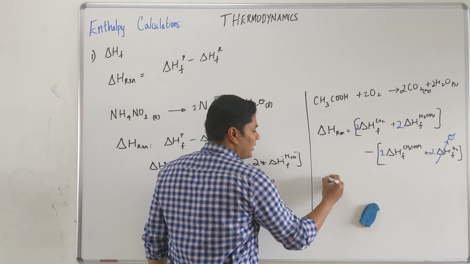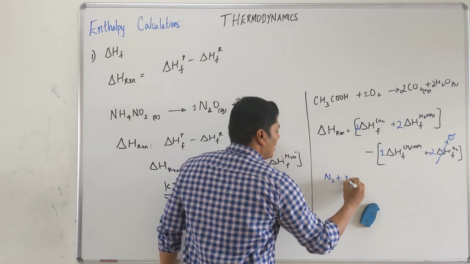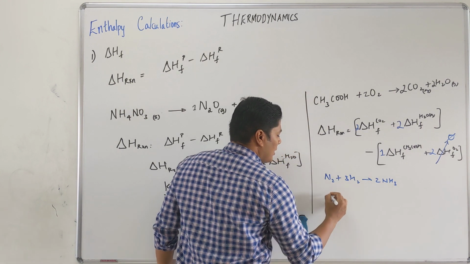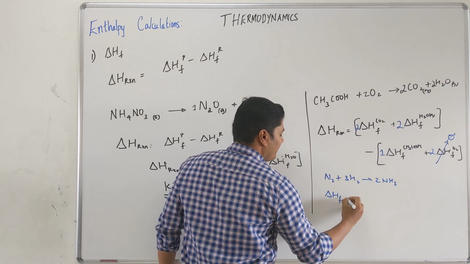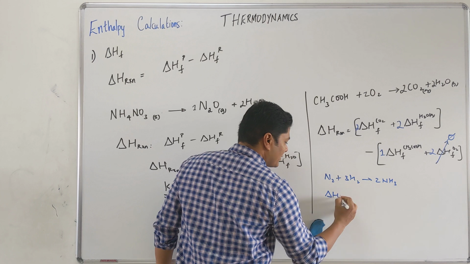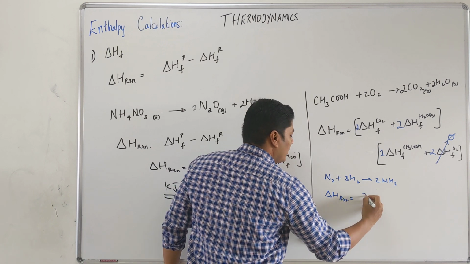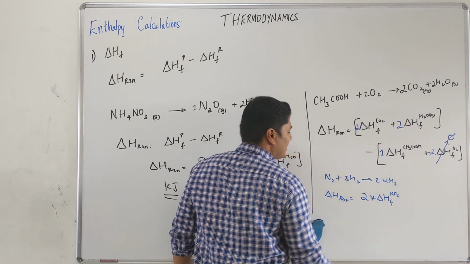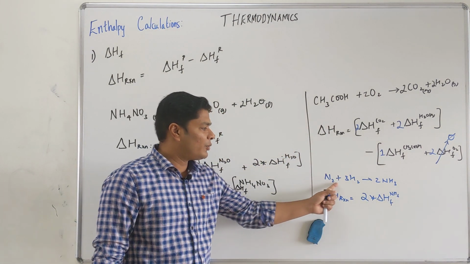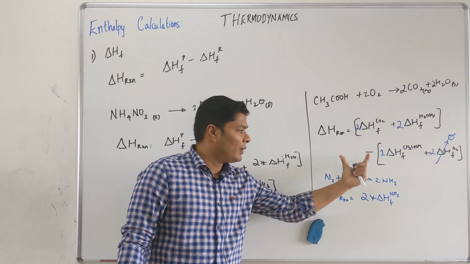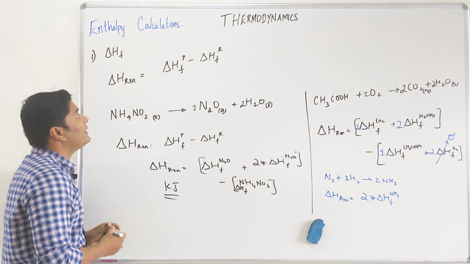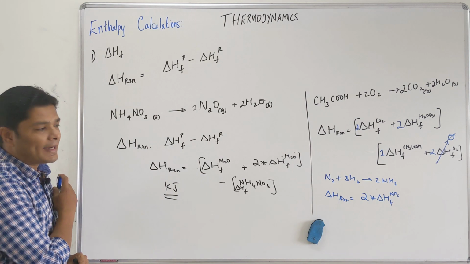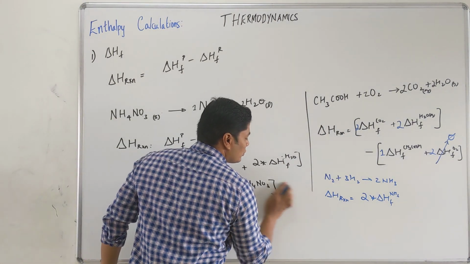For example, if you take N2 plus 3H2 gives you 2NH3, delta H of reaction would be equal to 2 times delta H of formation of ammonia, that's it. Because my reactants are 0 and 0, so minus 0 is 0. Okay, this is how you deal with a problem that deals with delta H of formation, and you are going to deal with product minus reactants. Okay, this is one way of doing it.